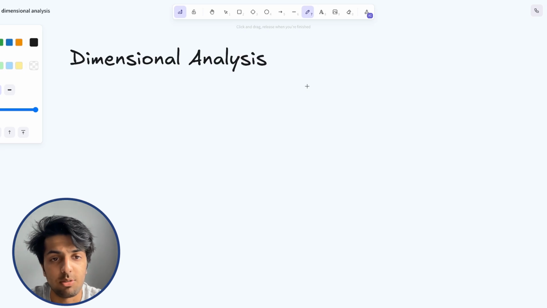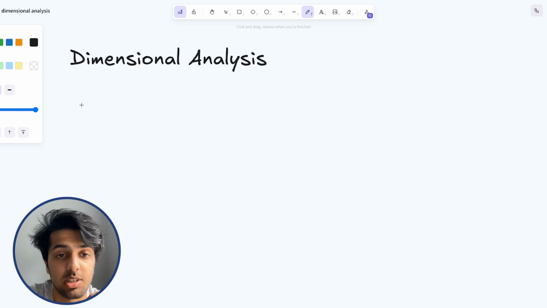Okay, for this video we'll be looking at dimensional analysis. In dimensional analysis we'll look at the quantities that we use in physics, and dimensional analysis is one way in which we can check the validity of an equation, as it allows us to check that the units on both sides of the equation are the same, and so you can see if an equation is valid using that technique.